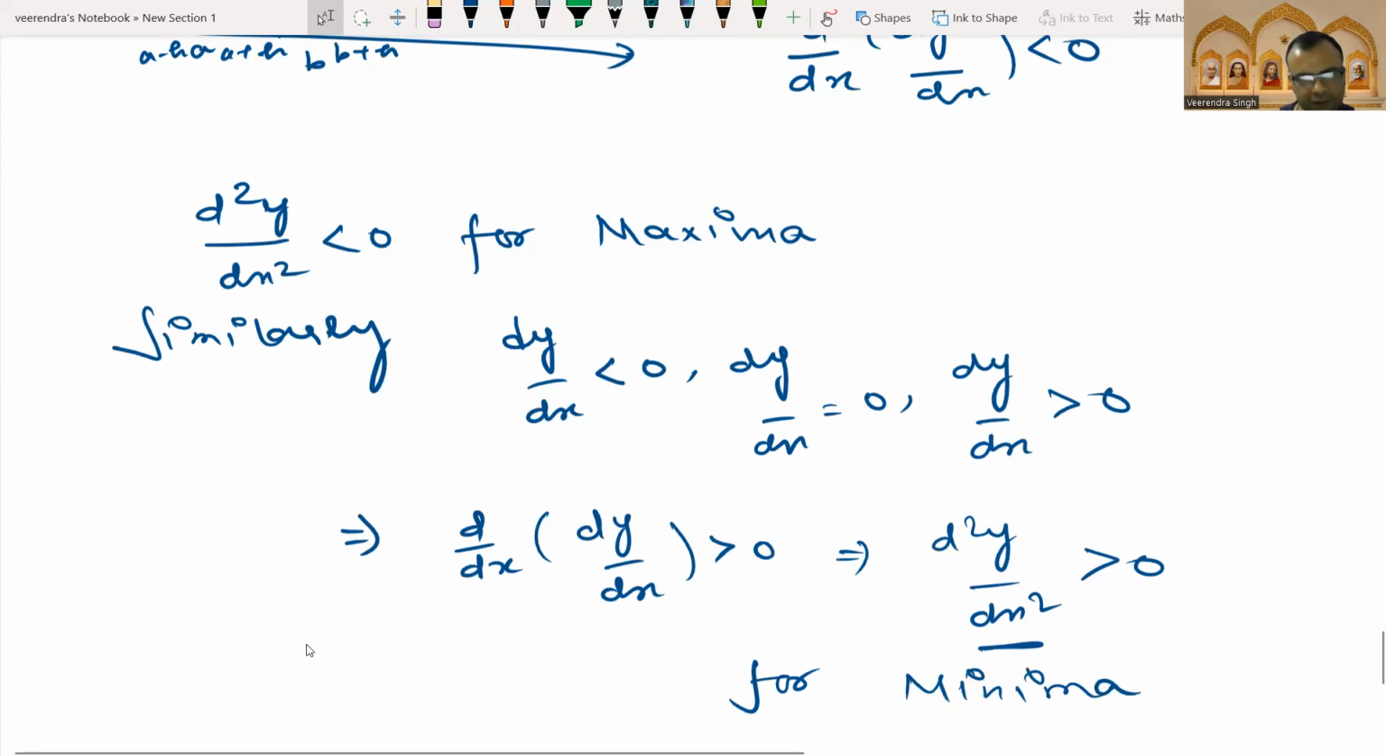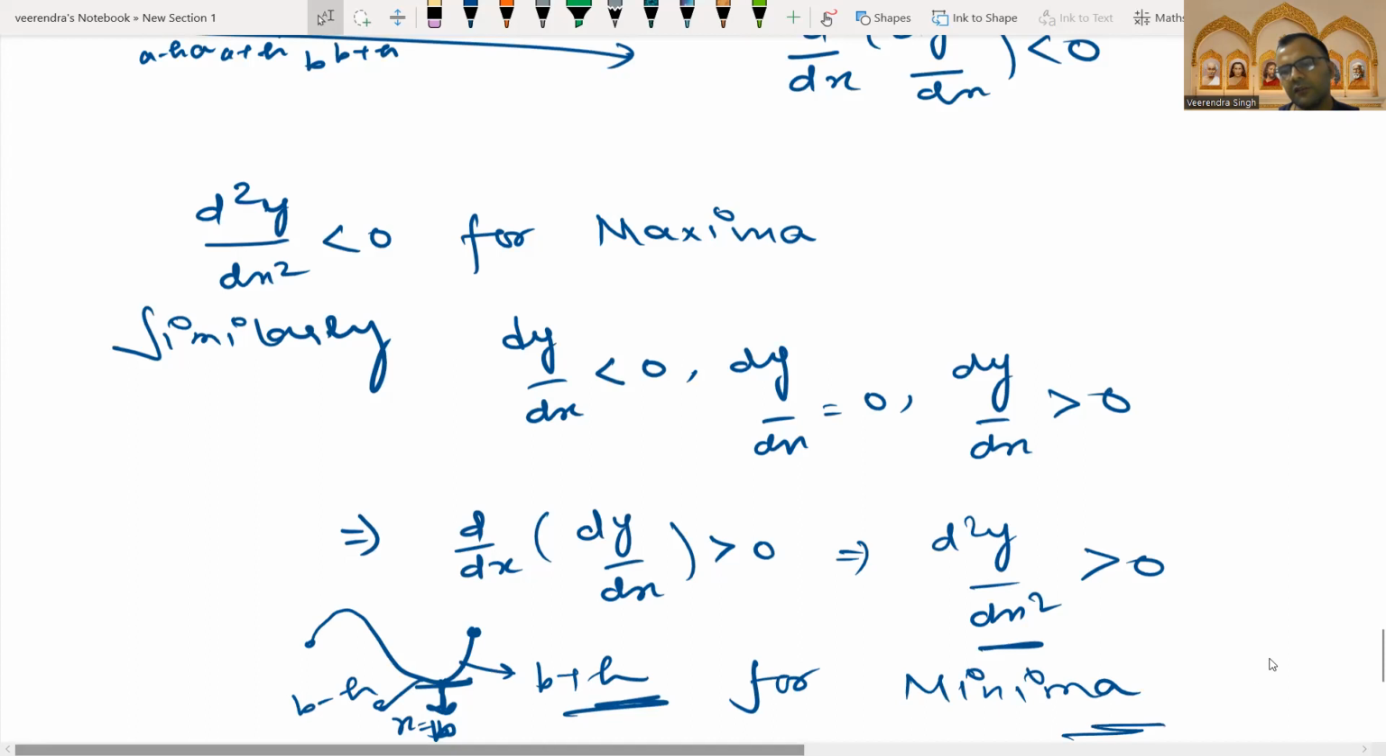We have the graph like this. At this point, we can see the condition at x equals B. Before that we have the point B minus h, and after that we have the point B plus h. So this is the condition for minimum.